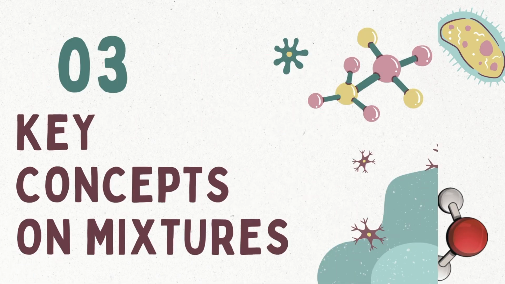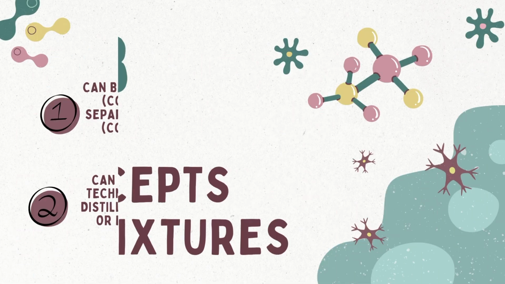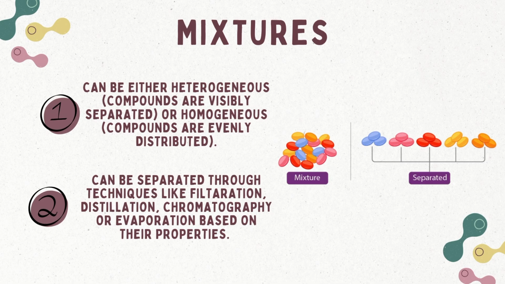Number 3. Key concepts on mixtures. They can be either heterogeneous, where components are visibly separated, or homogeneous, where components are evenly distributed. They can be separated through techniques like filtration, distillation, chromatography, or evaporation based on their properties. In future videos, we can talk about separation techniques.